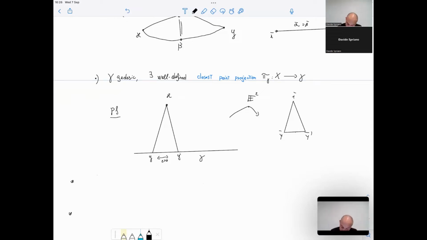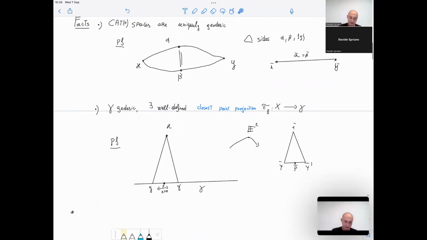with x bar, y bar, and y bar prime. And there needs to be a point P such that the distance between X bar and P, let's call it P bar, is smaller than the distance between X bar and Y bar, or X bar and Y bar prime. So if I take the corresponding point P here, again, we have that the distance between X and P was smaller than the distance between X and Y, or X and Y prime, contradicting them to be closest point projections. Okay, so closest point projections are unique.